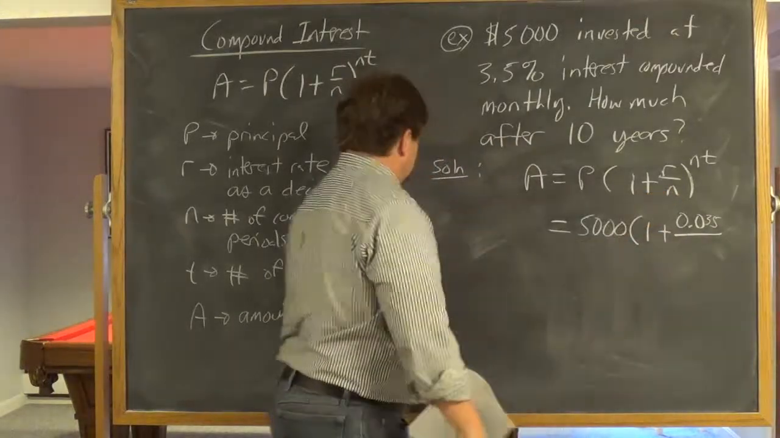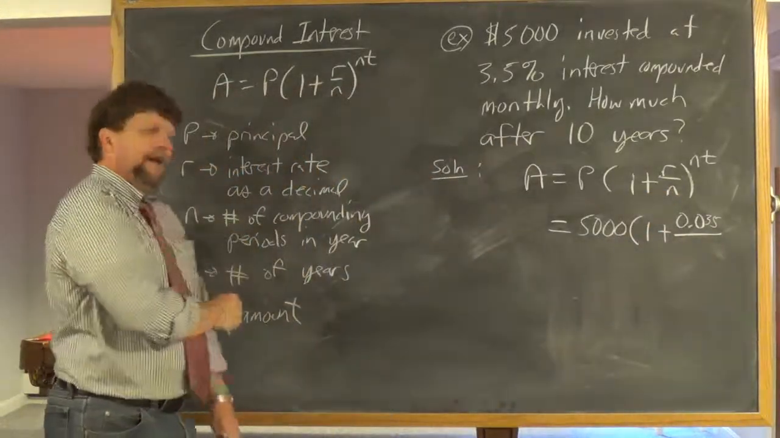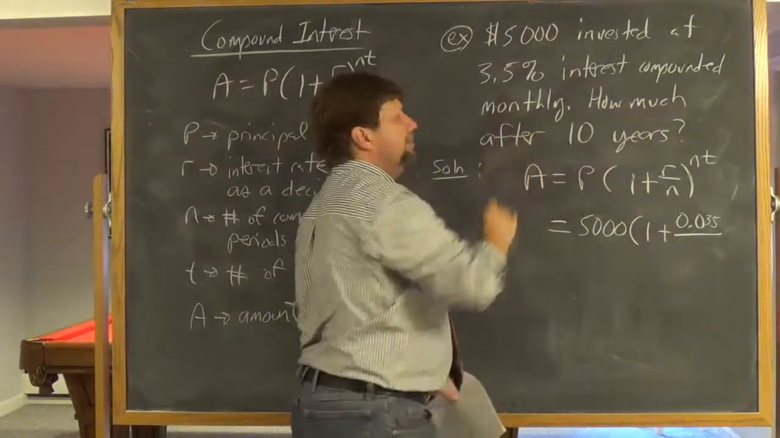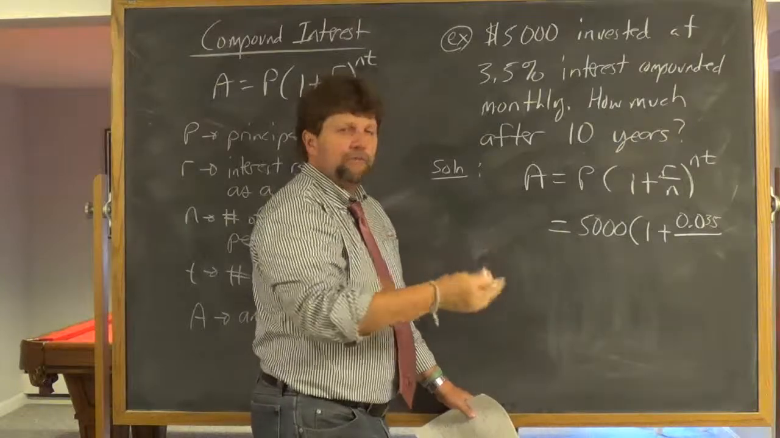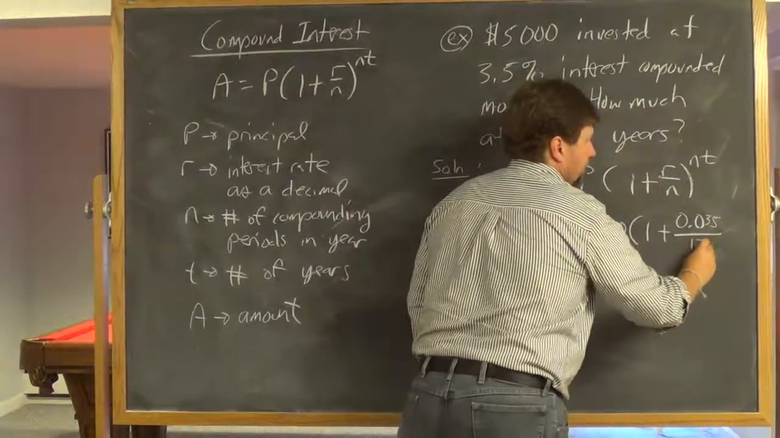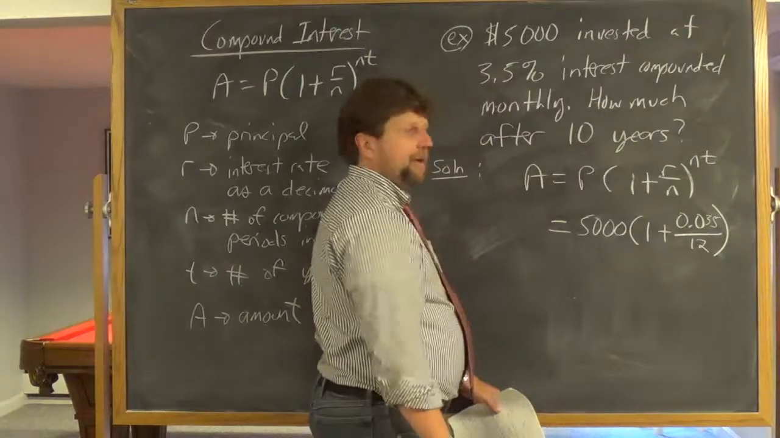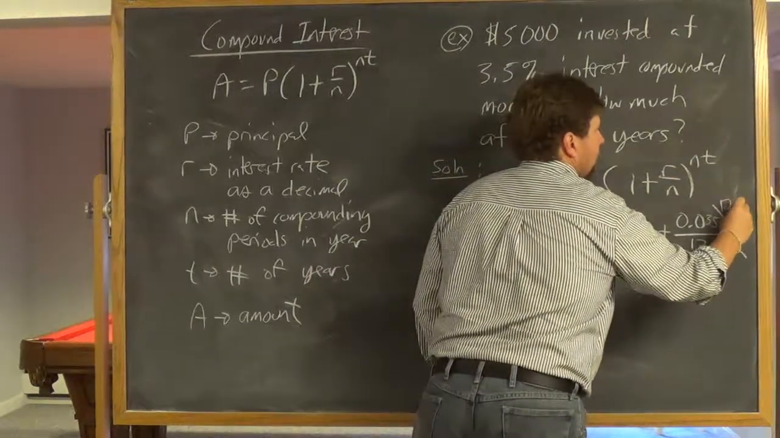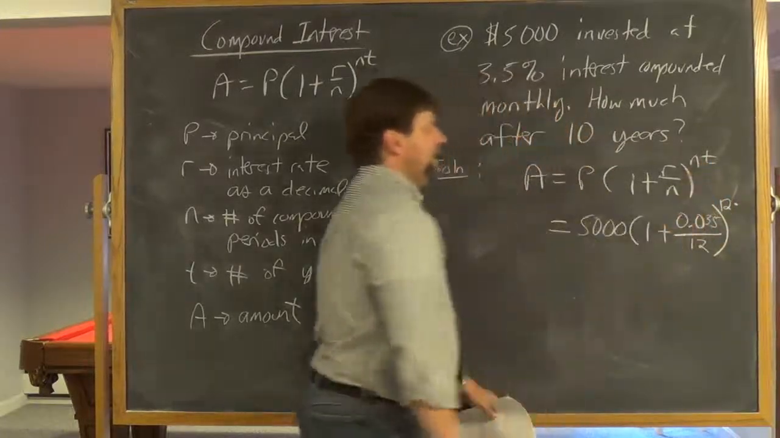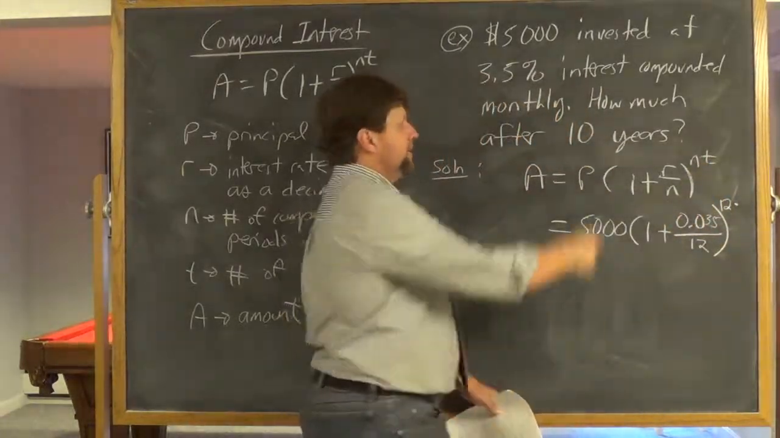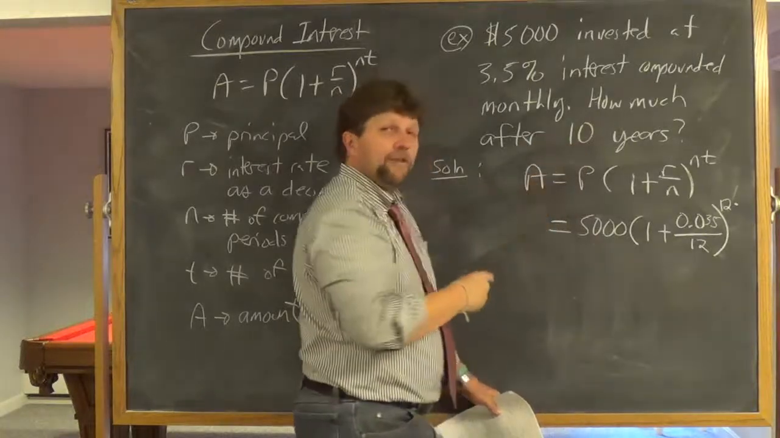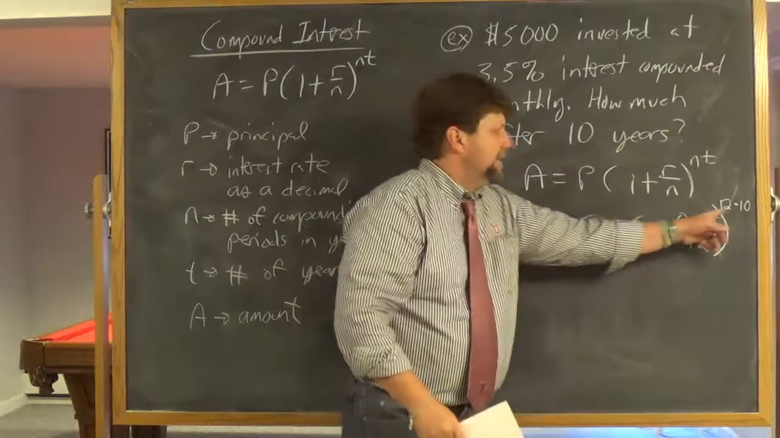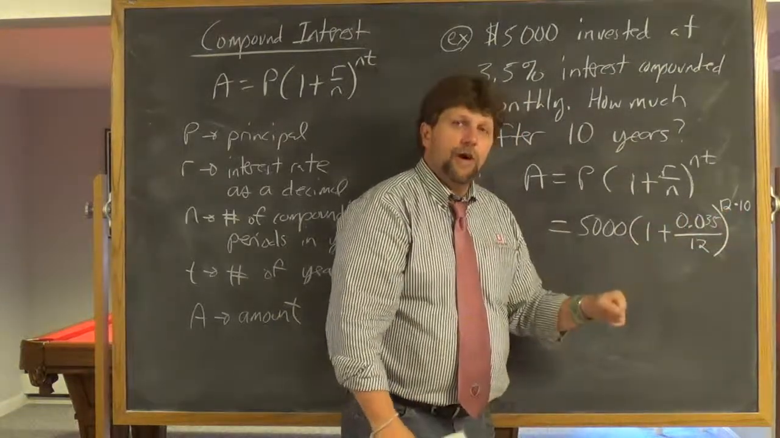N is the number of compounding periods in a year. So our interest is compounded monthly. 12 months in a year, so N is 12. Now my exponent, N is 12, so let me get a 12 here, times T. T is time in years. So we want to know, what do we have after 10 years? So that's 12 times 10. And hopefully you can see this exponent would end up being 120.